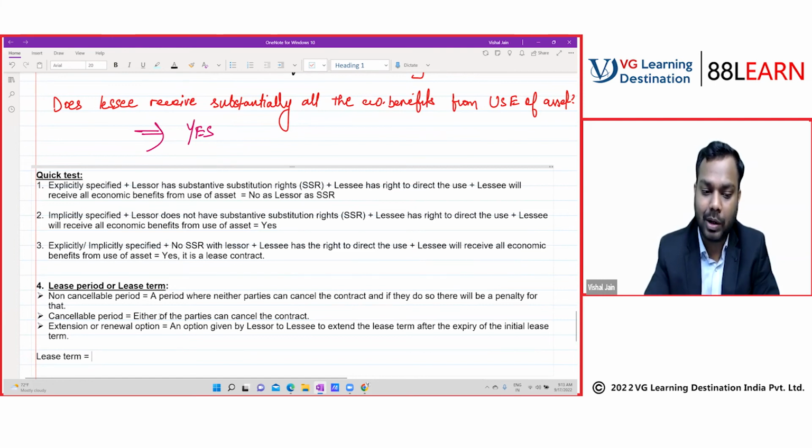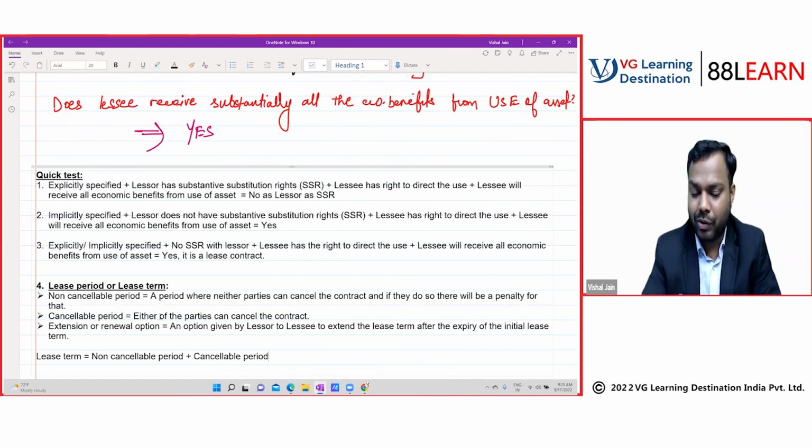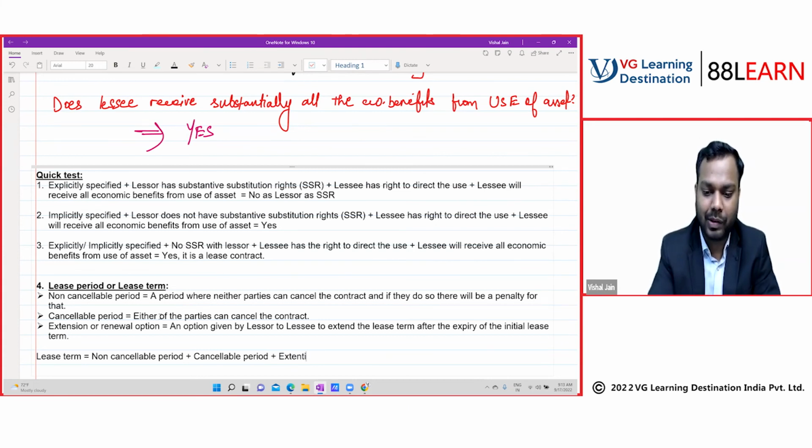What is a lease term? The answer to that is non-cancelable period plus, will we take cancelable period? No, we will not take cancelable period. But there is one case in which we take cancelable period as well. So I'm just writing it down as of now. Plus extension or renewal period. These two will come in only in one case.